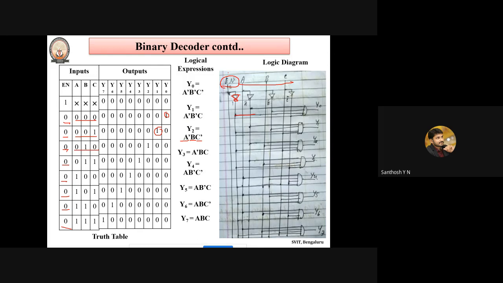I hope you have understood the 2 to 4 decoder as well as the 3 to 8 decoder, and how to write down the truth table, and also how to write down the expressions along with the logic diagram.